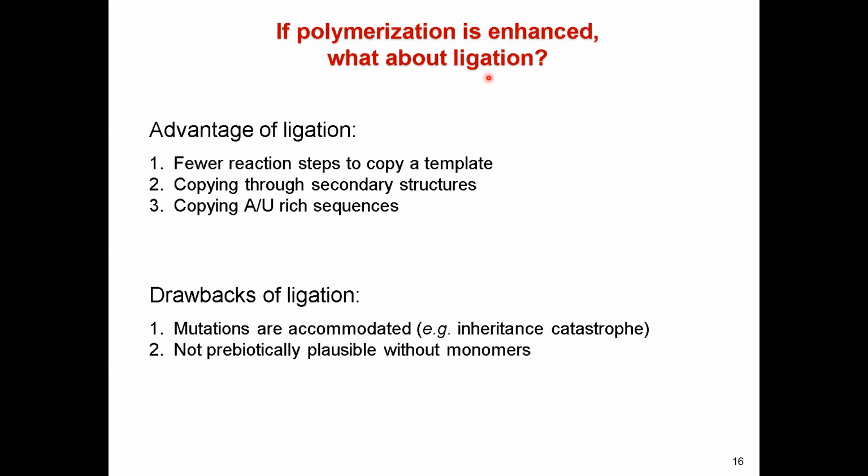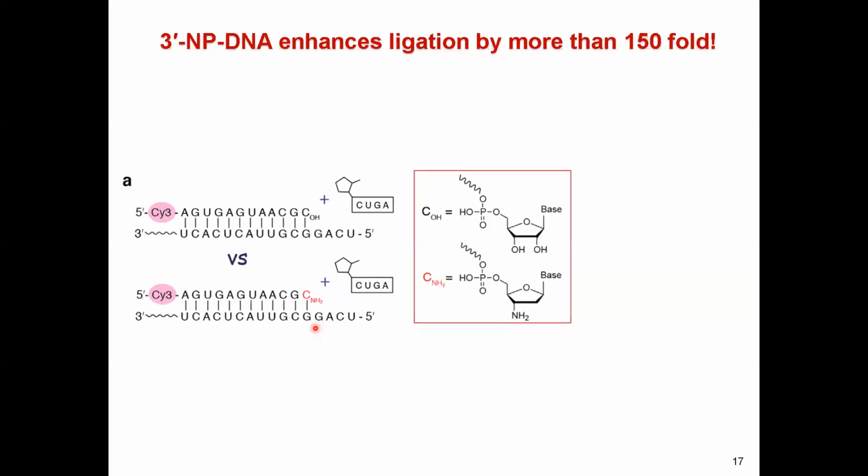Drawbacks include that they're not prebiotically plausible without the presence of monomers, obviously. And you could encounter the error catastrophe, the inheritance catastrophe, because it should accommodate a lot more mutations. But nonetheless, it turns out that ligation experiments were quite scarce in the literature.